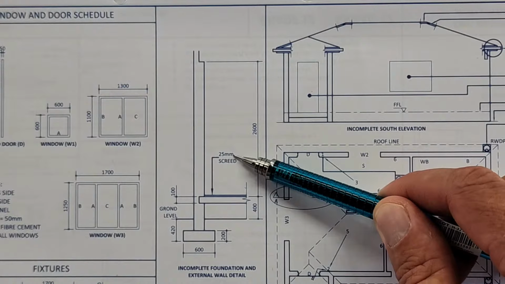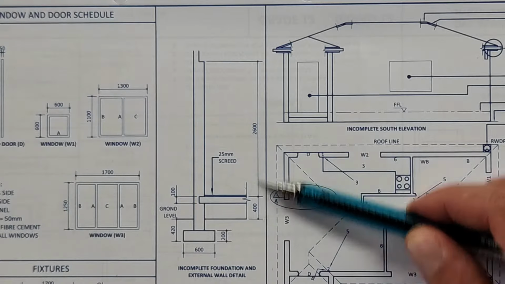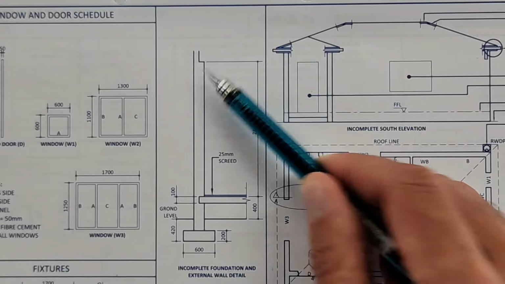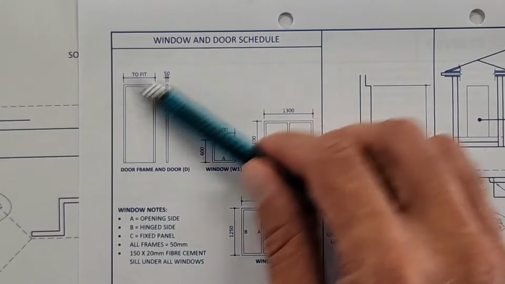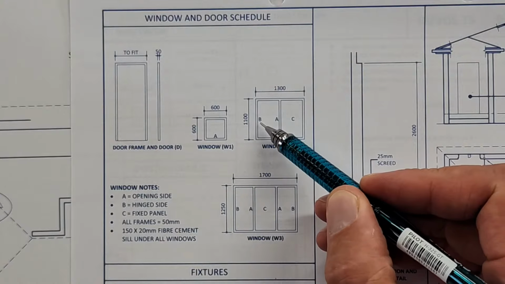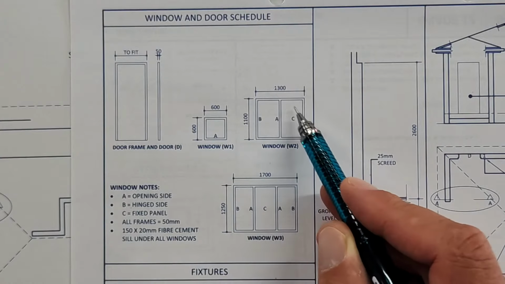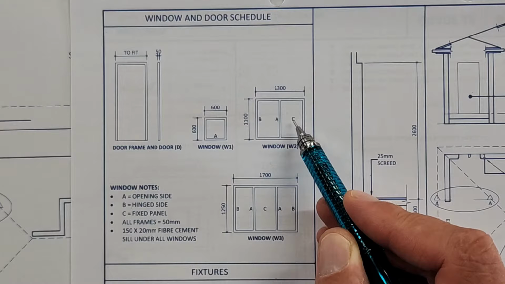Pay attention to the 25mm screed that's added here and the placement of the ground level, as well as different heights up to wall plate. And then you've got your windows and doors. What is the B? The B is the hinge side. A is the open side and that C says it's a fixed panel.